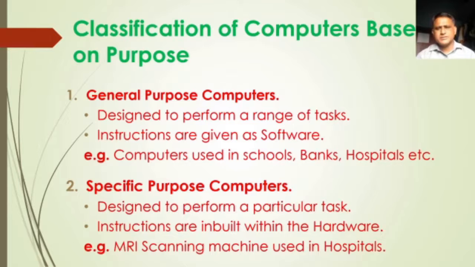So that is about the general purpose computers. Examples for this category are the computers used in schools, banks, hospitals, etc. These computers are considered general purpose computers, and when one is used in a school, it performs the job of the school. And the same general purpose computer, if it is kept in a bank and the banking software is installed on it, works like a banking person.